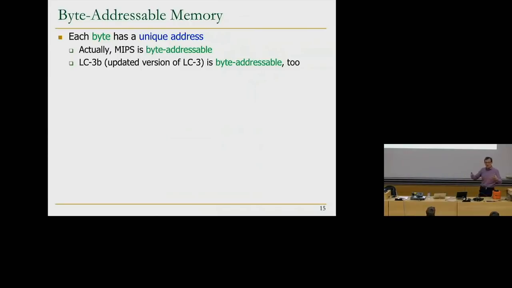Okay, so basically these things evolve also, but there's a good reason for having byte addressability because that really corresponds to the reality of how people want to manipulate data. If you're operating on bytes, it's good to have a byte addressable machine. If you're never operating on bytes, there's really no reason to have a byte addressable machine, but people find out that actually you do operate on bytes in real life. Okay, so MIPS is byte addressable for that reason. LC3B, which is the updated version of LC3, is byte addressable too.